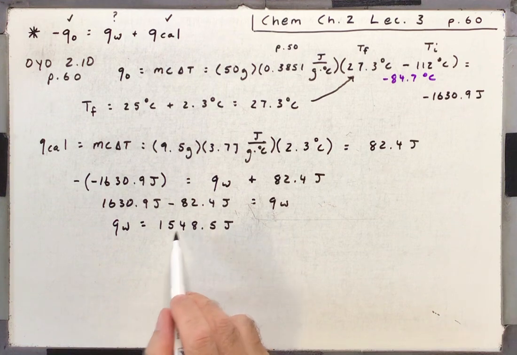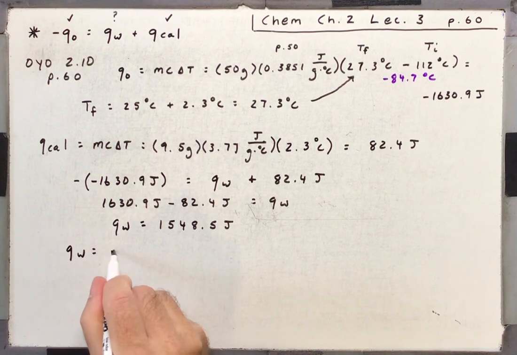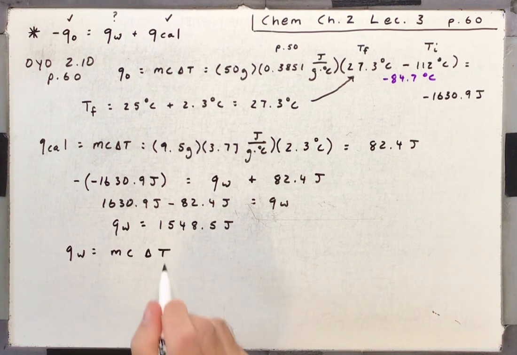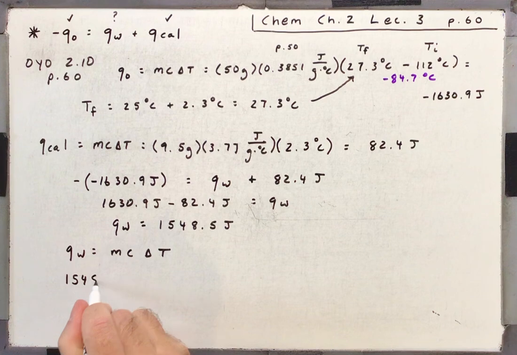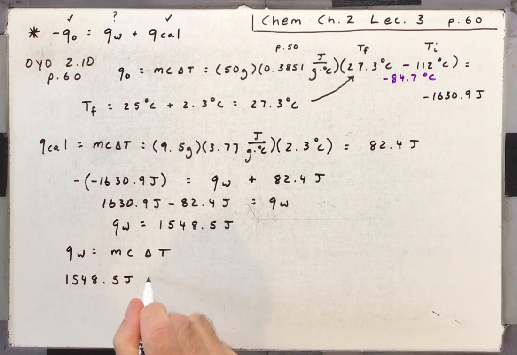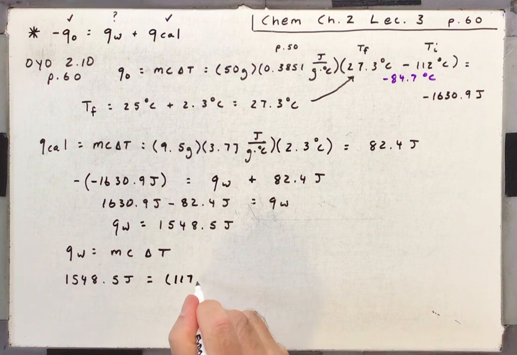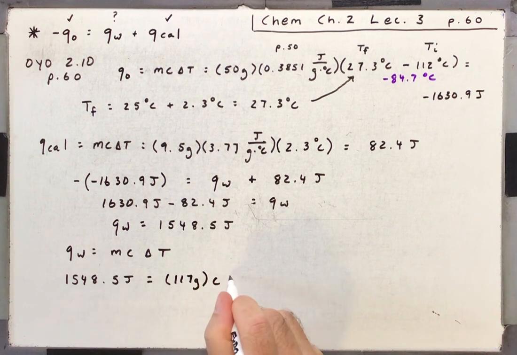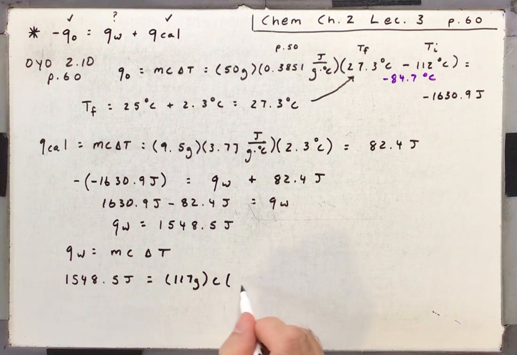Now, we've got the Q of the water, or the unknown liquid. We know that the Q of the water is equal to mc delta T. We're trying to get C. So 1548.5 joules is equal to the mass of the water. All right, look back at the problem. That's 117 grams. We don't know the specific heat. That's what we're trying to get. Not always trying to get that. Sometimes, we're solving for the mass or the delta T. Okay, but in these problems we've been solving for specific heat. But the algebra is the same.